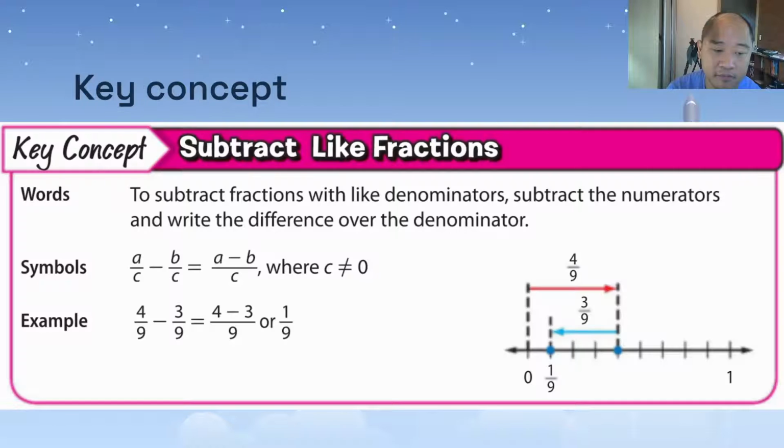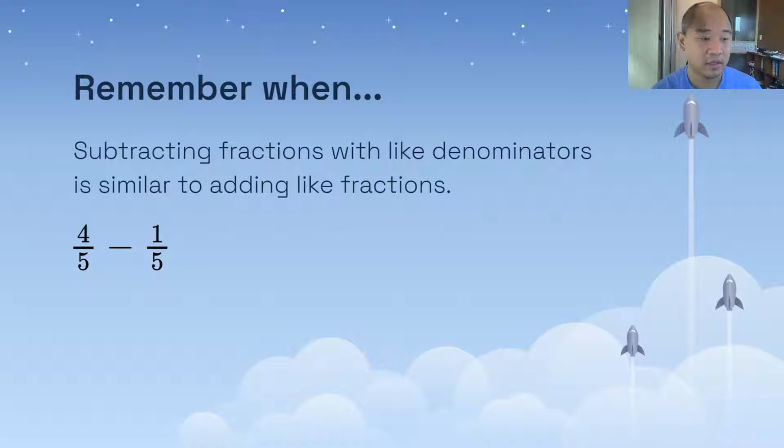Great. Moving on. Subtraction works just like addition. As long as the denominator is the same, then the numerators just get subtracted. So in this example, 4 minus 3 is 1. You keep the 9, 1 over 9. Subtracting like fractions with denominators is just like adding. 4 minus 1 is 3. Oops, did not mean to do that.